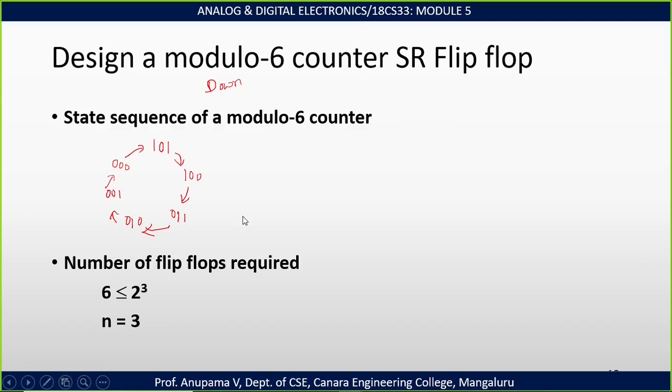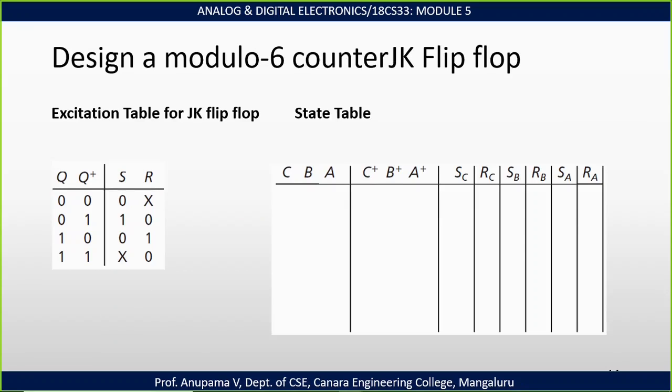How many flip-flops are required? For mod 6, what is the highest counting? 5. How will you write 5 in binary? 1, 0, 1. So there are 3 bits, so we need 3 flip-flops. We know the excitation table for SR, so it should be S and R. And what is the excitation table for SR flip-flop? 0, 0, 0x, 0, 1, 1, 0, 1, 0, 0, 1, 1, 1, x 0.